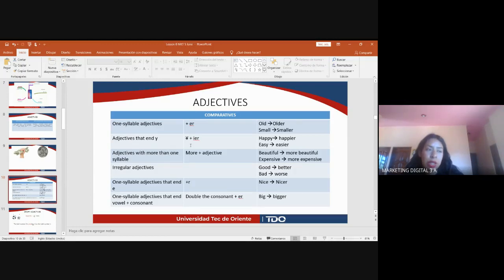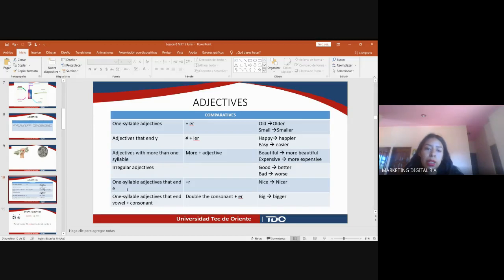We are not going to change anything in the adjective. We are going to only add the word more: more beautiful, more expensive. And we have irregular adjectives. These are the most important irregular adjectives that we have. So good is going to change for better, and bad changes to worse.